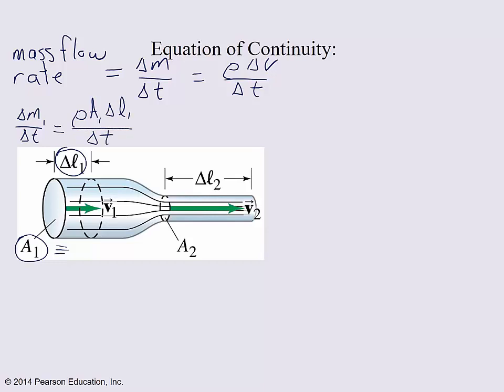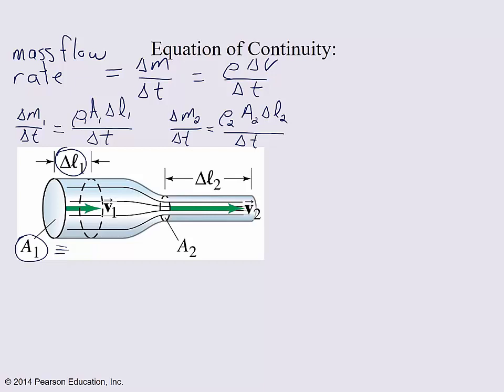Now, similarly, we can make another mass flow rate on this second side of the container, on the right side, and then delta M2 over delta T would be density over here. For the moment, I'm going to call this rho 2, I guess I should call that rho 2, just in case they do actually change here, times the cross-sectional area A2 times delta L2 over some amount of time.